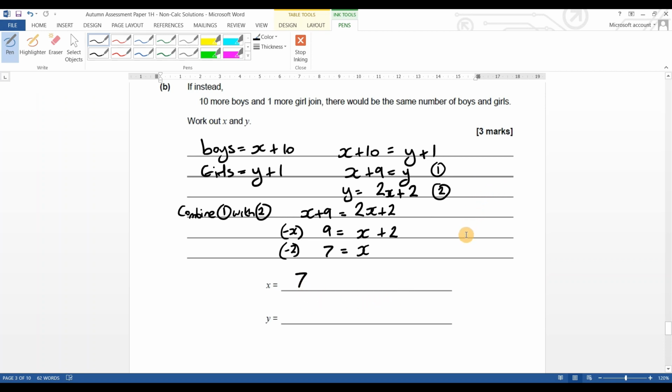Now let's put that back into any of these equations. Let's put it back into the first one, equation 1. So that gives 7 plus 9 equals y. So 7 plus 9, which is 16. So y is going to be 16. Yeah, there's your two answers.